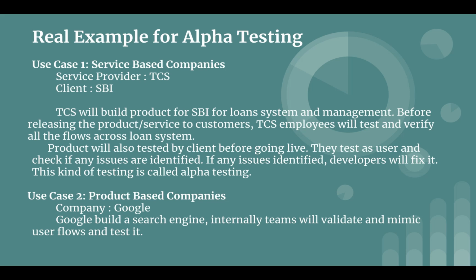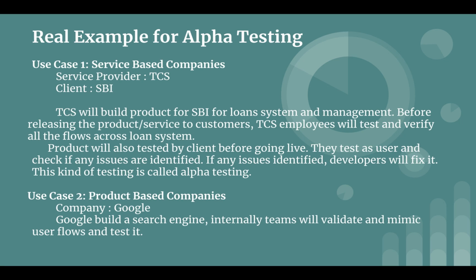Now let me give you an example for alpha testing. TCS is a service provider which builds a loan system and management tool for SBI. SBI users can directly log in to the application and see whether they are eligible for specific loans. They can apply for loans, see the status of the loans, and also check past EMIs and future EMIs. This is the product that TCS wants to build for SBI.